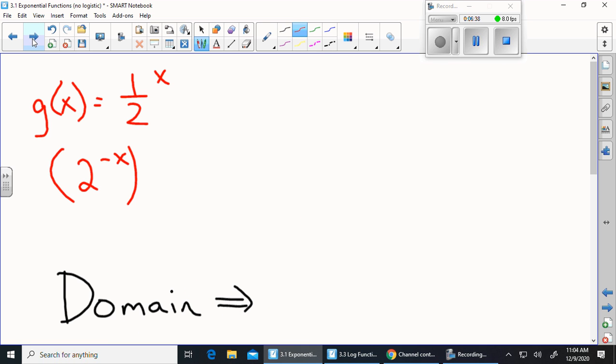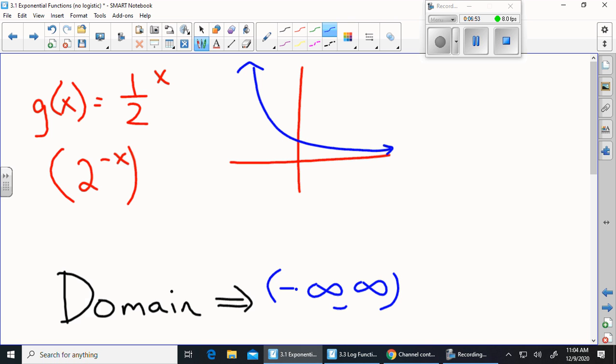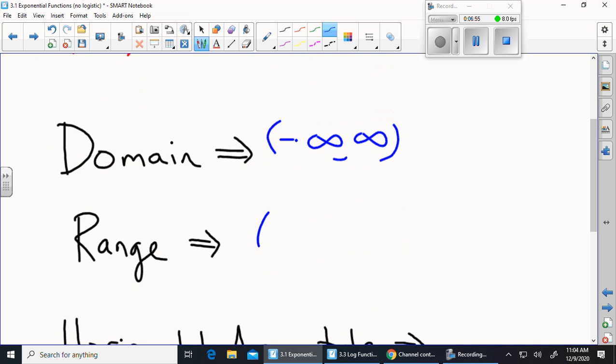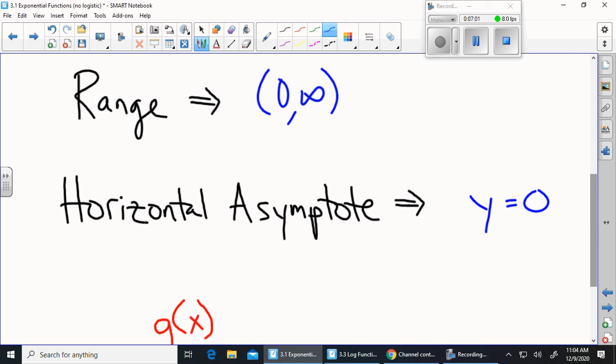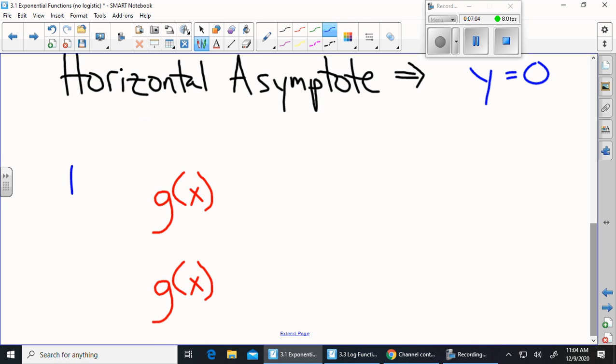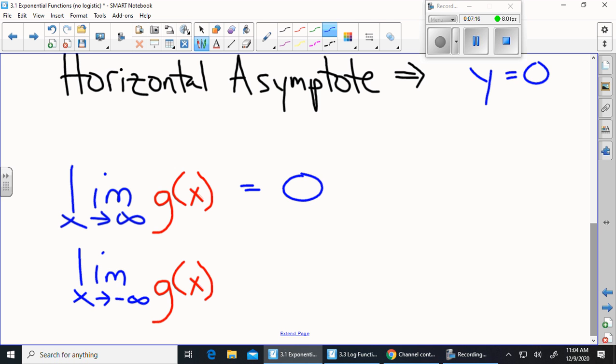So then we look at decay, which, as I said, could be a flip over the y-axis, which you could show with 2 to the negative x. Same thing happens. Domain, negative infinity to infinity. Range, 0 to infinity. Horizontal asymptote, y equals 0. But now it's different. My limit as x goes to the right is actually 0. My limit as I look to the left is infinity.